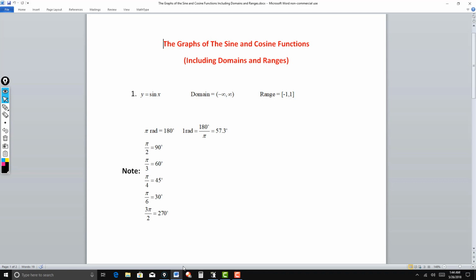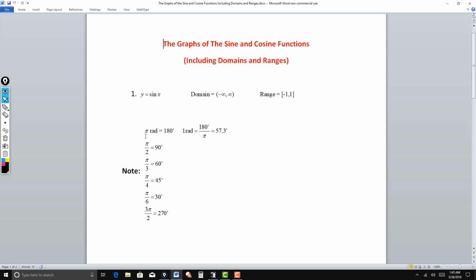Okay, in the next series of videos, we'll be looking at the graphs of the trigonometric functions. We'll start by looking at the graph of y equals sine of x and give the main information that you need to know about this particular graph and also the cosine, especially if you're going to sketch these without using a graphing calculator or maybe later on solve equations that involve these two functions.